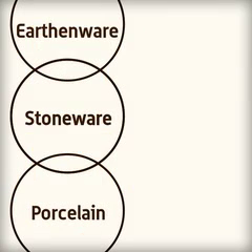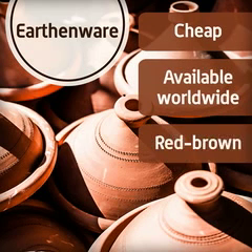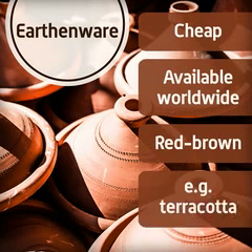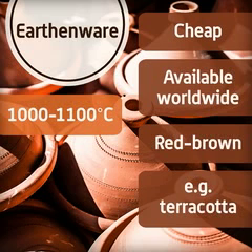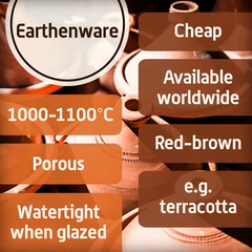Common ceramic materials include earthenware, stoneware, and porcelain. Earthenware clays are cheap, easily available all over the world and a red-brown colour. This type includes terracotta clays, which are usually brownish-orange in colour. Earthenware is fired at a low temperature of 1000 to 1100 degrees Celsius, making it porous. This can then be made watertight by glazing it.